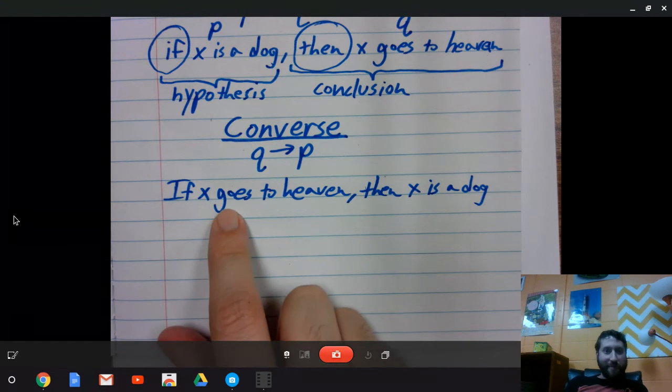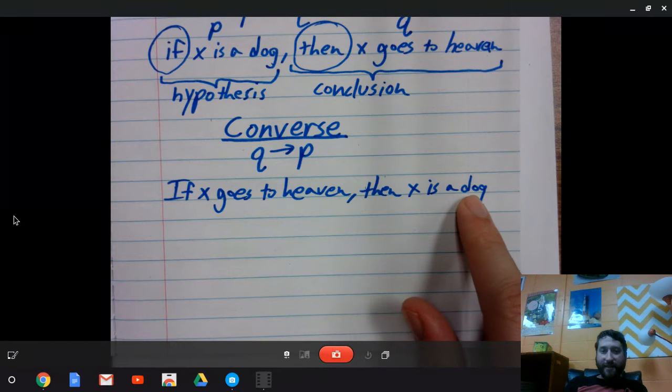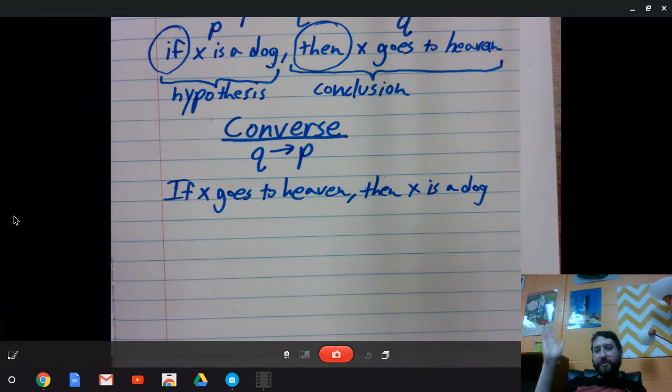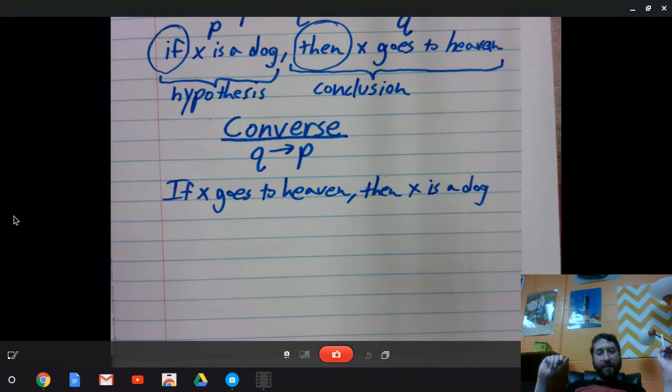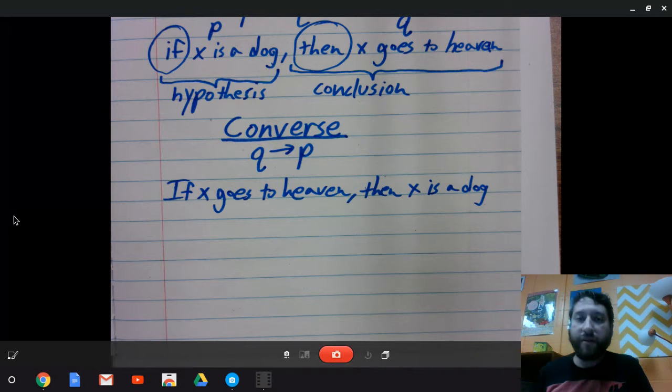And in that one, it's people who go to heaven. So this doesn't really make any sense. This basically says that only dogs go to heaven. Nobody else goes to heaven. No other animal, no other object goes to heaven, only dogs. That makes no sense. And that's important because the converse is not always logically equivalent to the conditional.